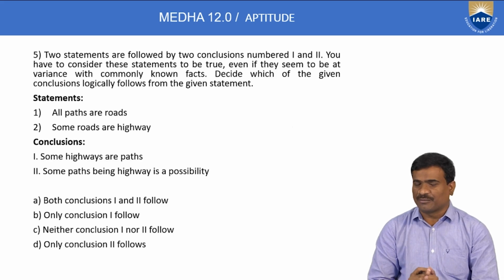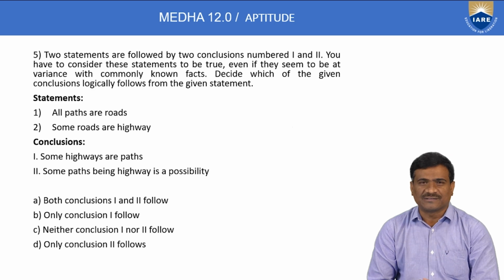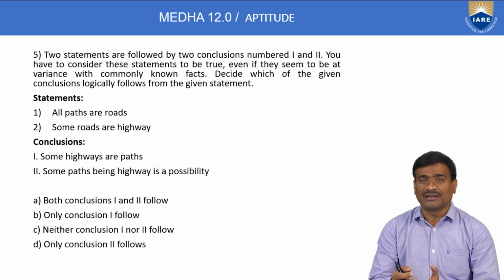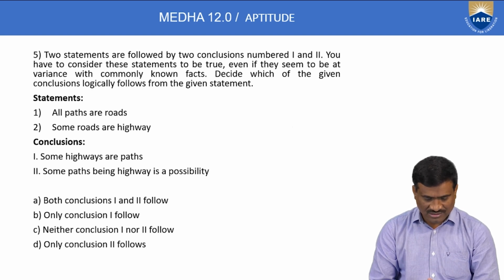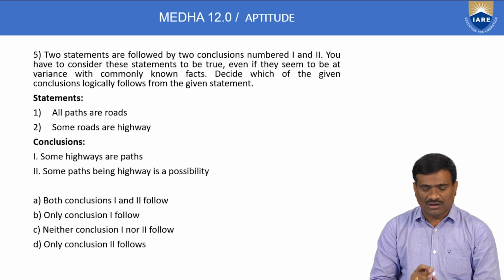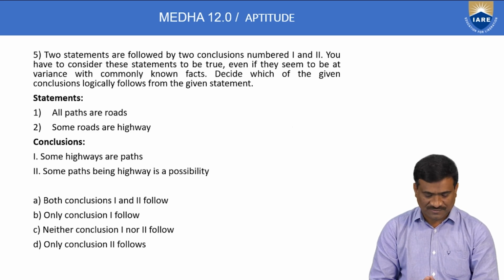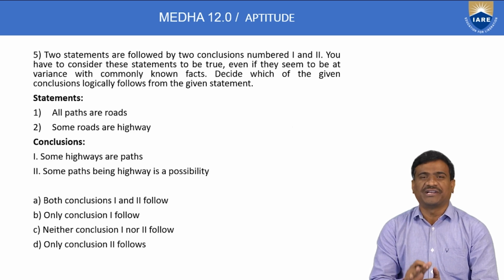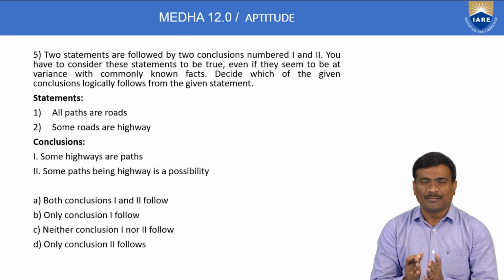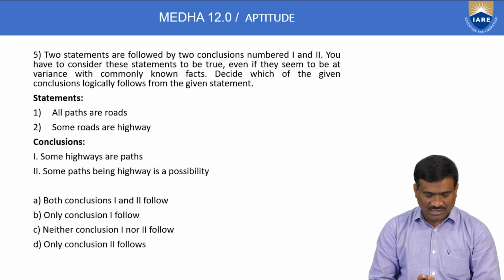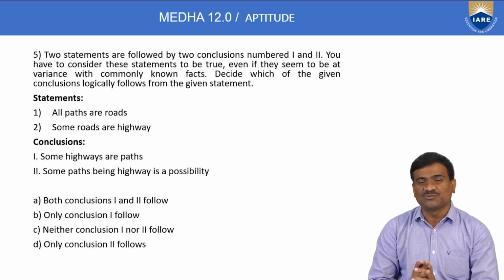Next, example number 5. Statements and conclusions means logical deductions. Deducing from the statements is called logical deduction. Statements: 1. All paths are roads. 2. Some roads are highways. Conclusions: 1. Some highways are paths. 2. Some paths being highways is a possibility, which means maybe a chance. A. Both 1 and 2 follow. B. Only 1 follows. C. Neither 1 nor 2 follows. D. Only 2 follows.